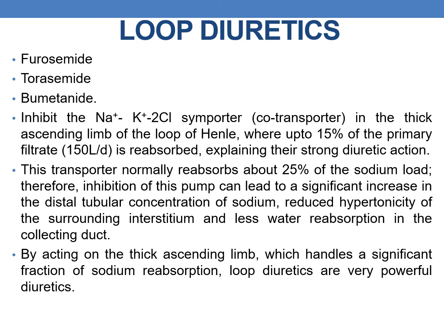Coming to loop diuretics, the drugs are furosemide, torsemide, and bumetanide. The basic mechanism of loop diuretics is they inhibit the sodium, potassium, and chloride symporter in the thick ascending limb of the loop of Henle, where up to 15% of the primary filtrate, that is around 150 liters per day, is reabsorbed, explaining their strong diuretic action.